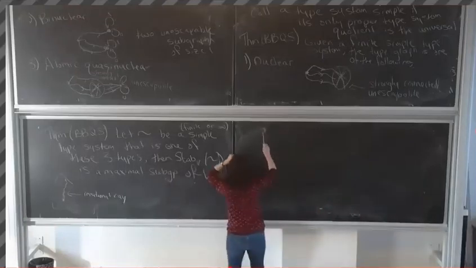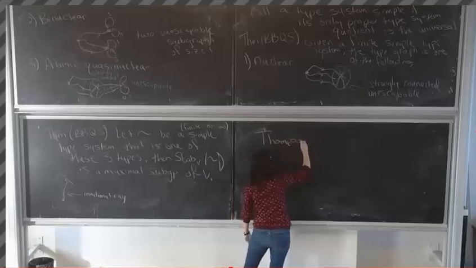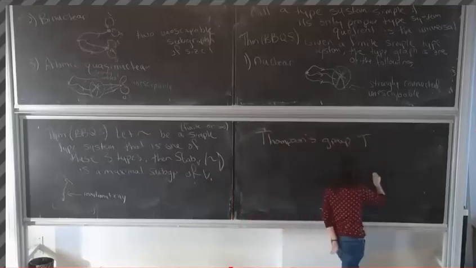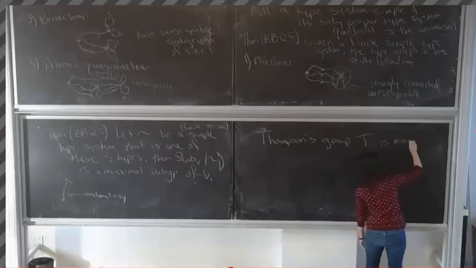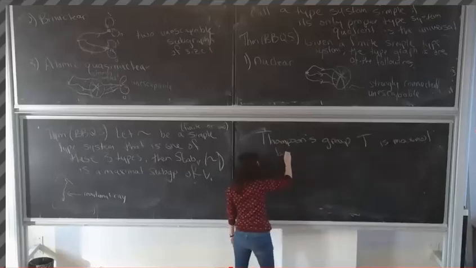So Thompson's group T is maximal, but preserves no type system.